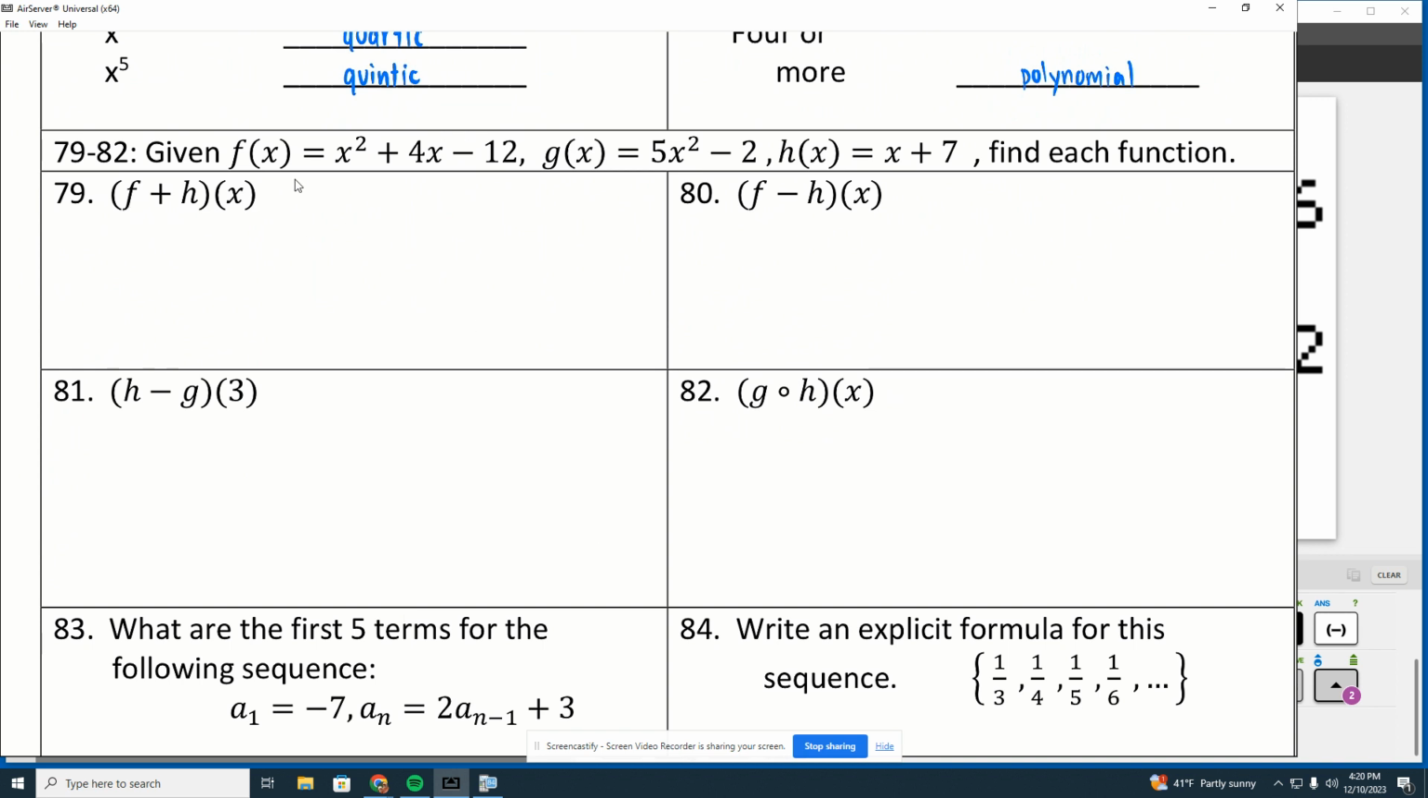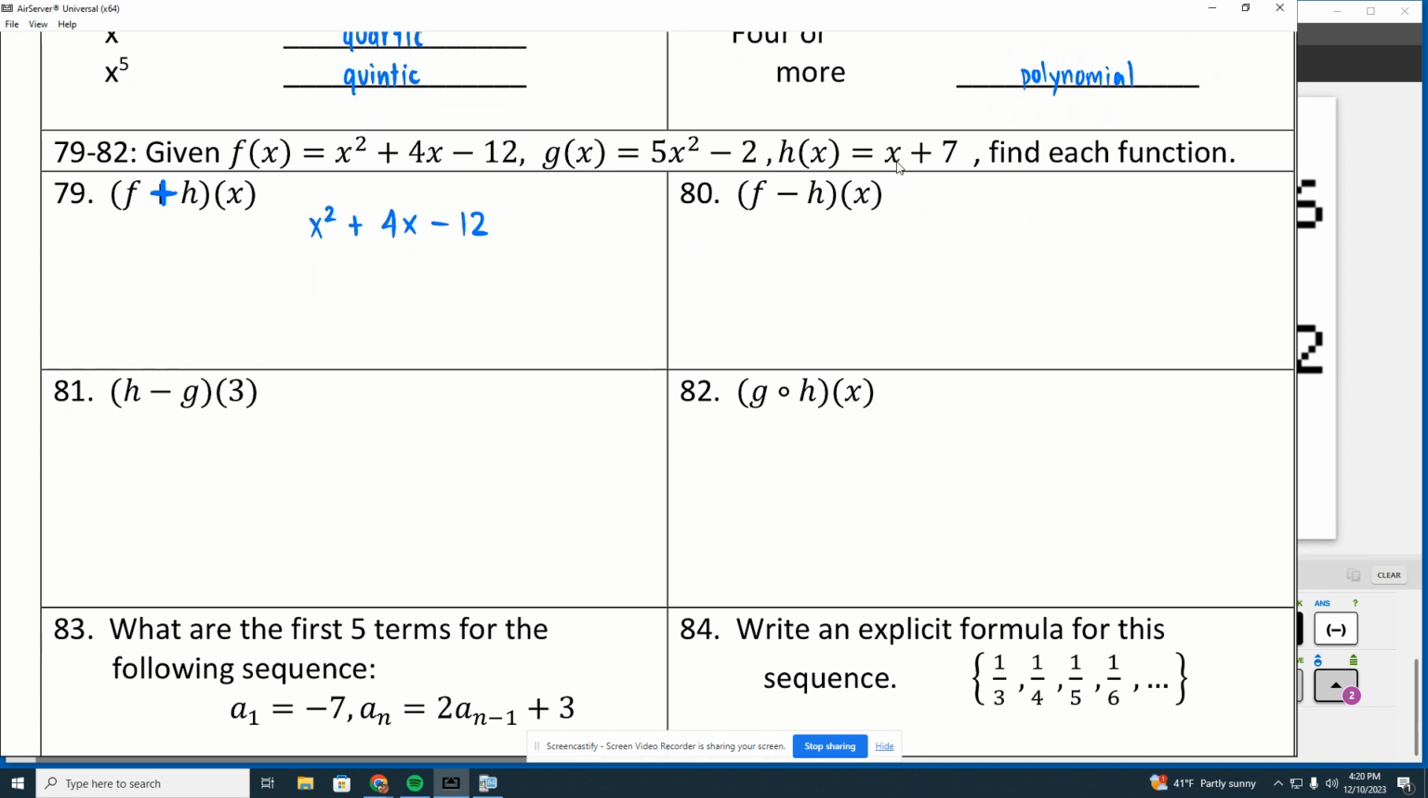This is operations and compositions of functions, which is what we learned this lesson. I've got to use these functions up here, and then I've got to do whatever these are saying to me. So like here it's saying f plus h of x. So I've got to take my f of x, and I've got to take my h of x, and I've got to add them. No problem. So my f of x is x squared plus 4x minus 12. And I'm adding. So remember, that means I don't change my signs.